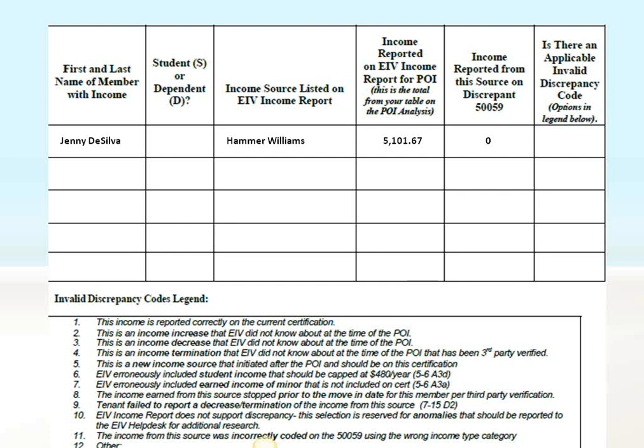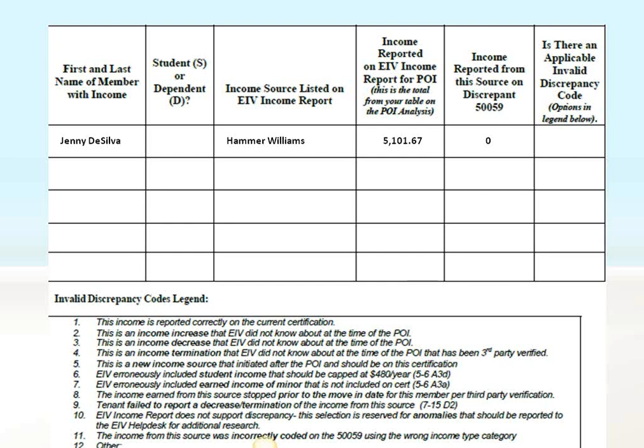Why are you doing a 12/1/17 interim in the first place? What prompts interims? Change. Loss of income, right? It's obvious that the Hammer Williams income stopped because it didn't even last through the period of income. She stopped working at Hammer Williams. That's why you're not putting it on the discrepant 5/9. You know more about current circumstances than what EIV is looking at. EIV is looking at a historical time frame that is not representative of current circumstances.